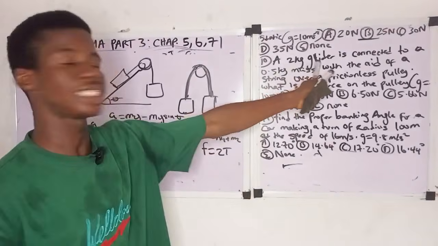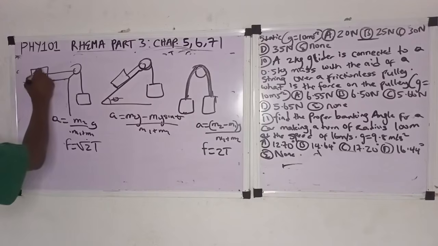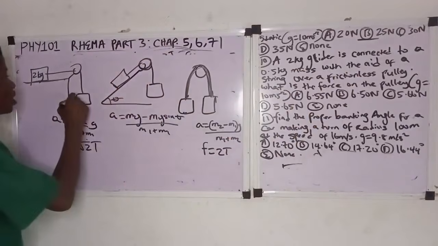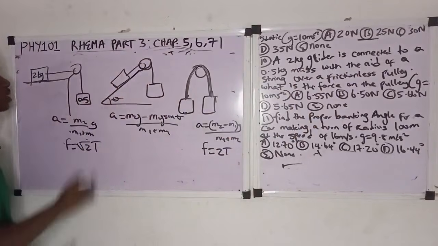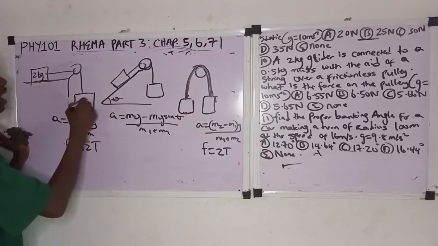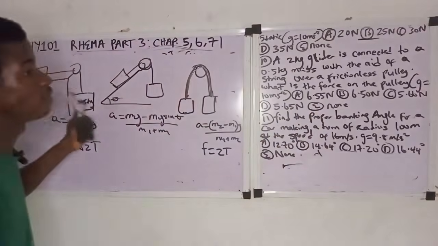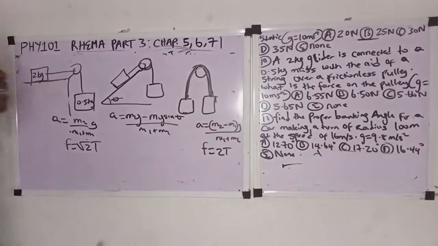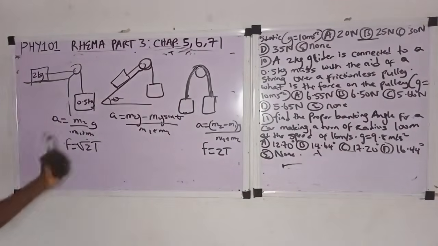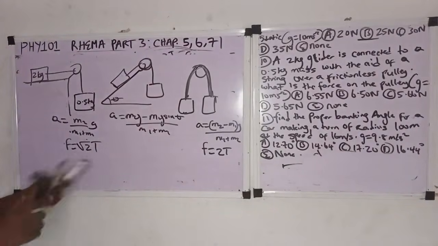It says a 2 kg glider. Okay, so this question comes from this place. A 2 kg glider is connected to a 0.5 kg mass with the aid of a string over a frictionless pulley. What is the force on the pulley? Okay, now we calculate the force of this system. Right? Yes. To know the force, we need to know the tension first. And to get the tension is very easy.